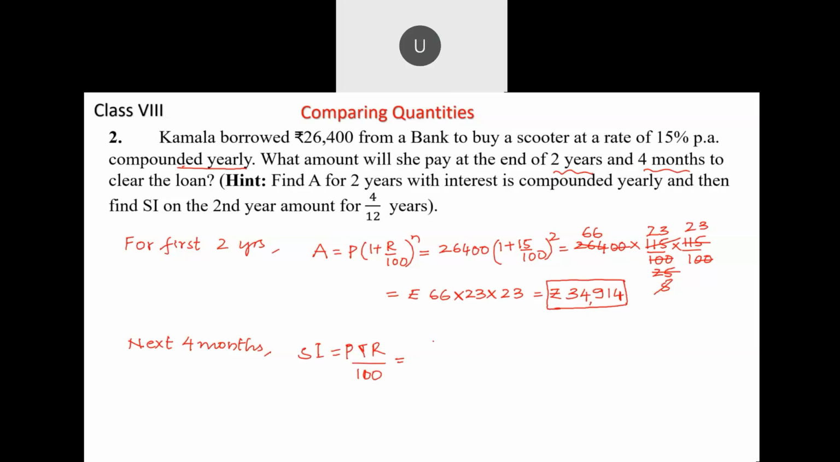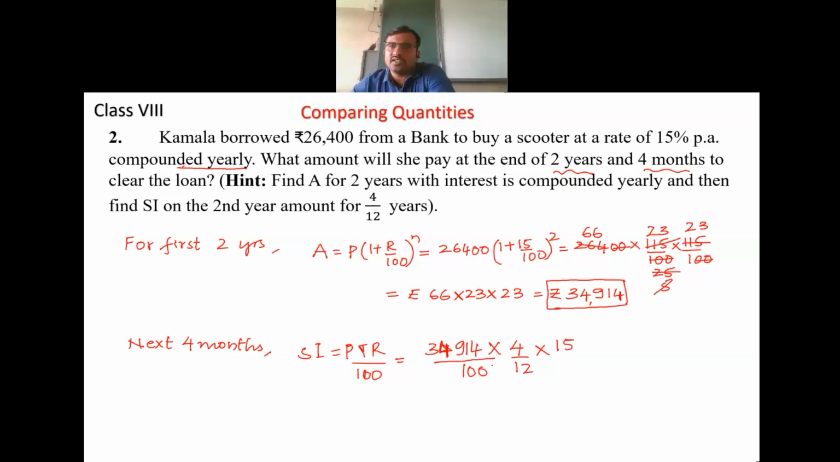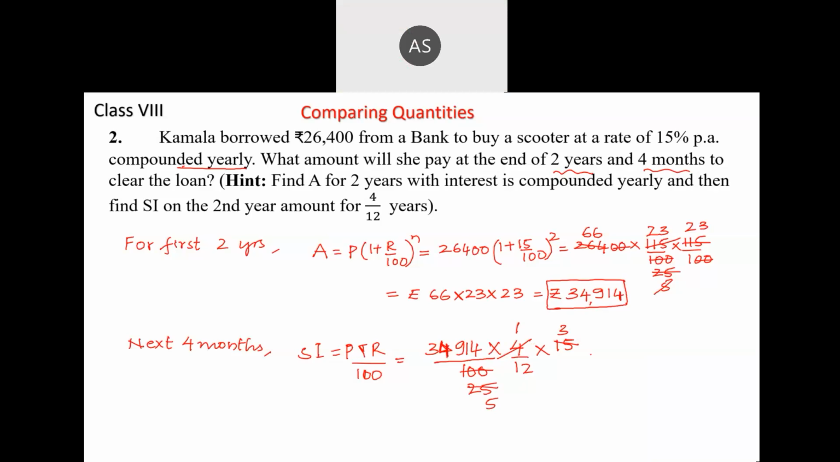So PTR by 100. P value should be 34,914 into time. This should be taken as 4 by 12 into rate of interest 15, which is 15% divided by 100. I'll write it here. So 4 ones are 4, 425 times 3. 5 threes are 15. 5 fives are 25, 17,457.